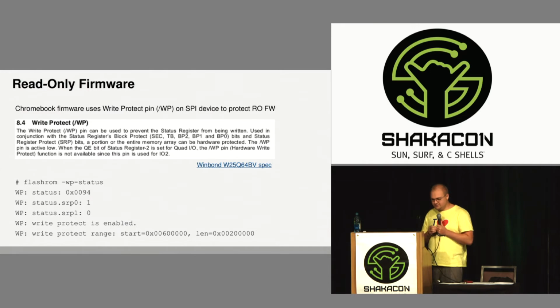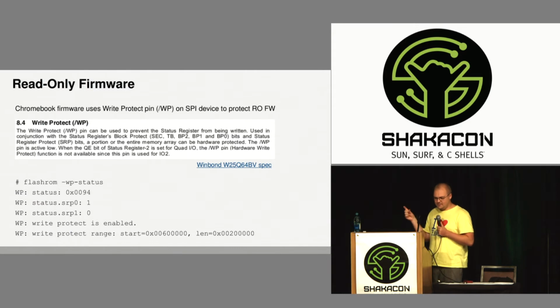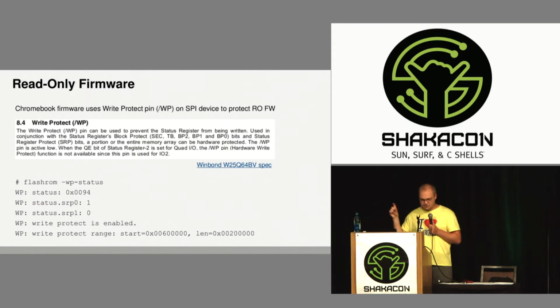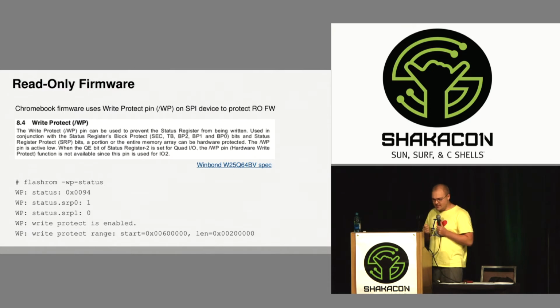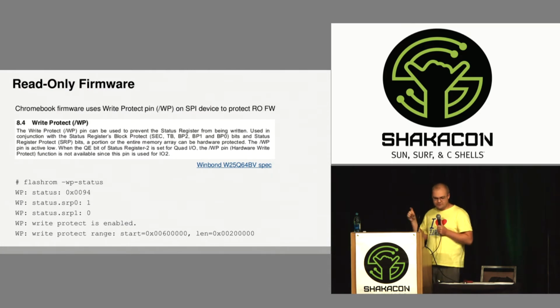One of the things I already mentioned is that there is physical protection for the read-only section of this SPI chip. What this means is that there is a specific pin on the SPI chip called WP, or write protect, and if this pin is asserted, it does not allow modification of one of the registers, called the status register. The status register stores the configuration of what region should be read-only, and whether this protection is enabled or not.